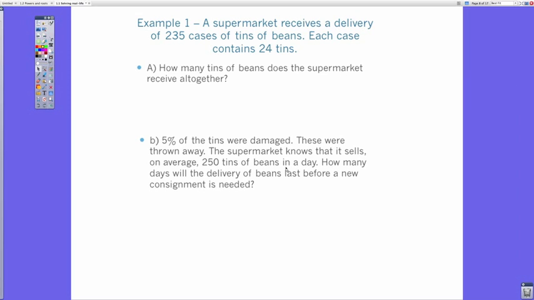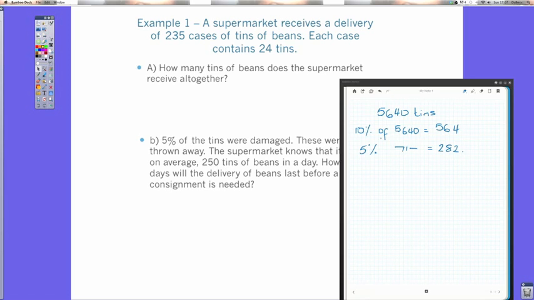It says the supermarket knows that it sells on average 250 tins of beans in a day. How many days will the delivery of beans last before a new consignment is needed? So we need to know how many tins have we got left. So I'm going to work out 5,358. Okay, 250 tins in a day, so we need to divide this number by 250. So 5,358 divided by 250.